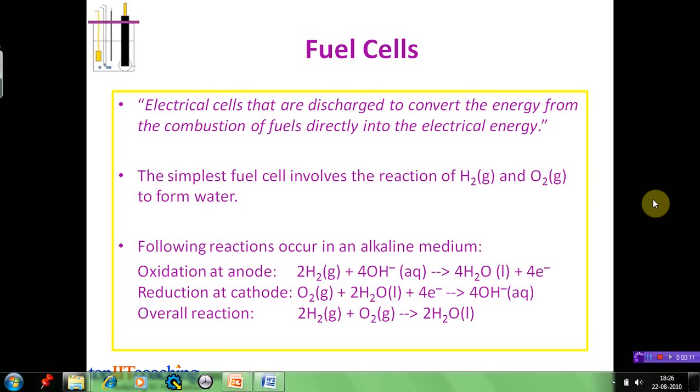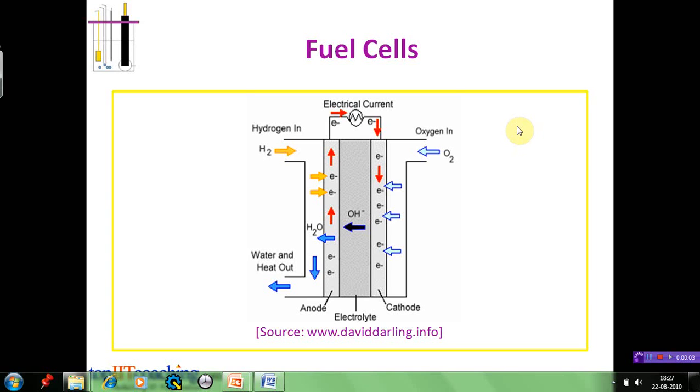Our next topic is the fuel cells. Fuel cells are those electrical cells that are discharged to convert the energy from the combustion of fuels directly into the electrical energy. In the most simple fuel cell of its kind, hydrogen and oxygen combine to form water. The reaction takes place in the alkaline medium, that is in presence of NaOH or KOH. So at the anode, oxidation takes place in which hydrogen is converted into water. At the cathode, reduction takes place in which oxygen forms hydroxyl ions. The overall reaction is obtained by combining these two reactions, in which hydrogen combines with oxygen to form water.